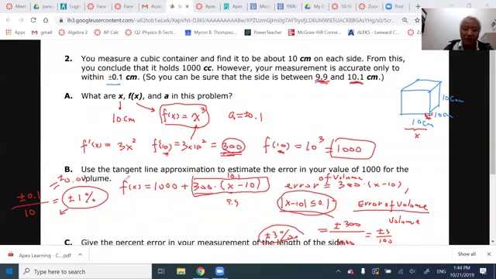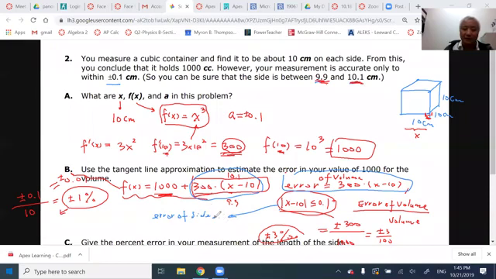Based on that, we can get a tangent line. This is the one here. This is for answer B here. The tangent line approximately estimates the error in your volume of 1,000. And then this is the accurate measurement, and this is the error, okay? The error of the volume will be, let's see here, this. That's just this part, okay? And then the error of the size will be this. This is considered the error of the size, each side, right?